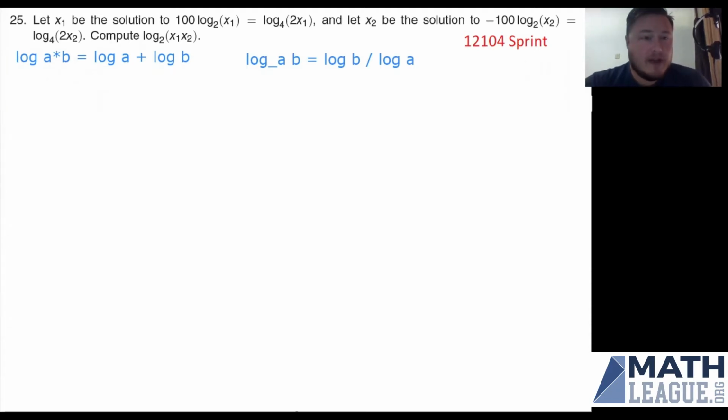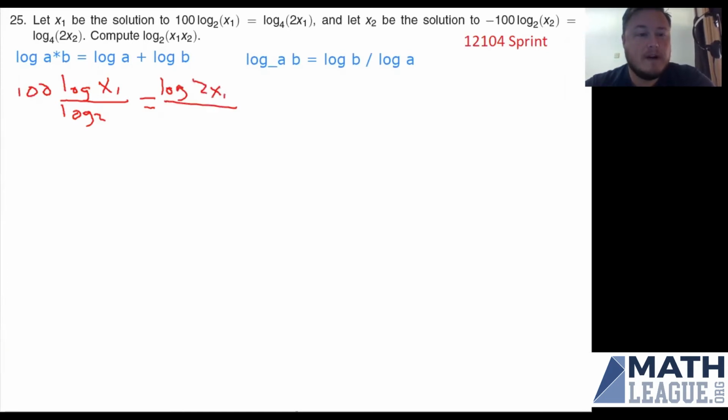So we're going to start off with x1. So we've got 100 log base 2 of x1. What I'm going to do is write that as a log of x1 over log of 2. And that equals, I'm going to use my change of base formula on the other side as well, log of 2x1 over log of 4. Once I've done this, I can actually change things around a little bit. Now, I've got logs. It's all the same base. Doesn't matter, again, which base you choose because it's all going to go away in the end anyway, right?